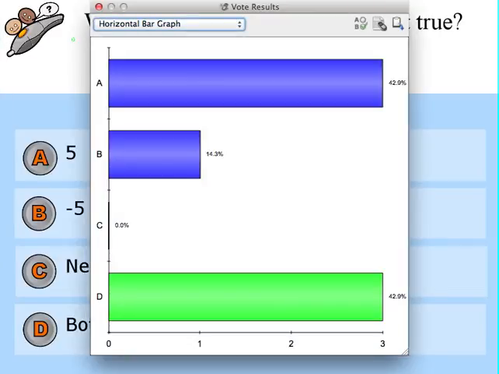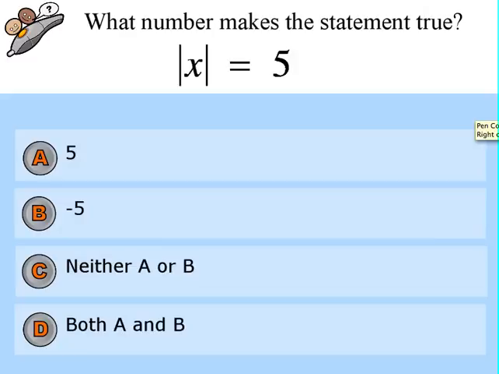The answer is D. Okay, so let's look at this. So if I put 5 in here, what's the absolute value of 5? 5. So 5 equals 5. So that one works. Okay, so now let's put negative 5 in there. What's the absolute value of negative 5? 5. So that's why both A and B make the statement true.